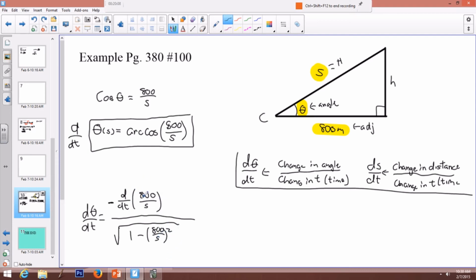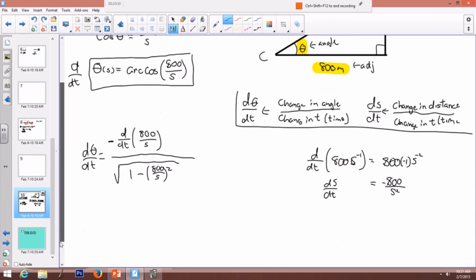All right, now the derivative of this thing. I'm doing d over dt, and I'm going to rewrite this because I don't want to do a quotient rule on it. So I'm going to go 800 s to the negative 1. Doing the derivative of that, I've got 800, and then I'm going to multiply by negative 1, s to the negative 2. So this thing, ds over dt, or u prime, is just going to equal negative 800 over s squared.